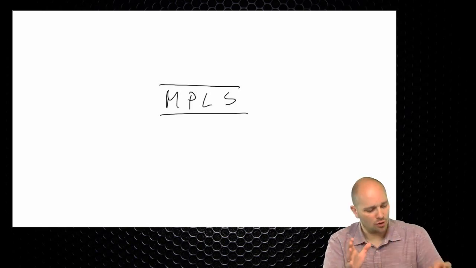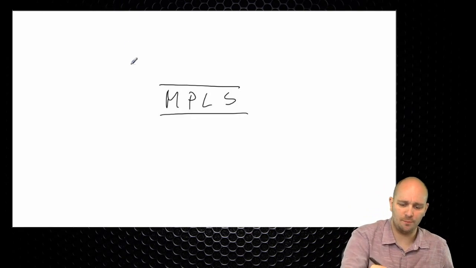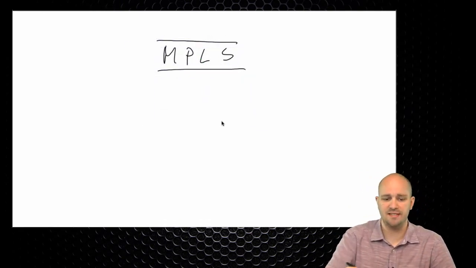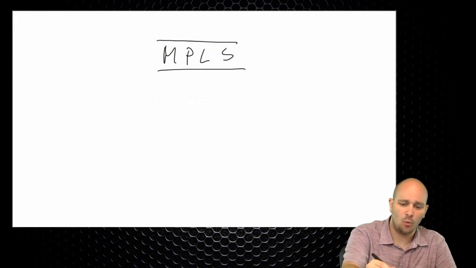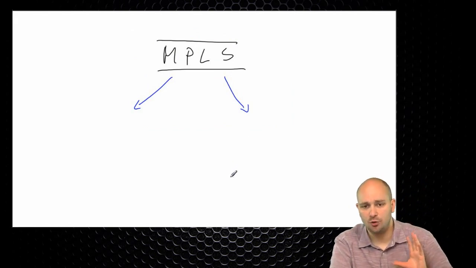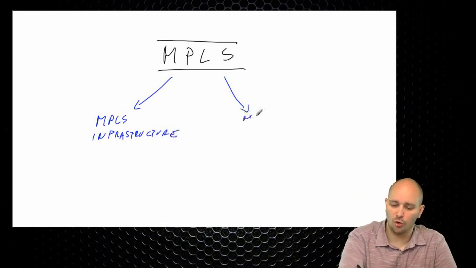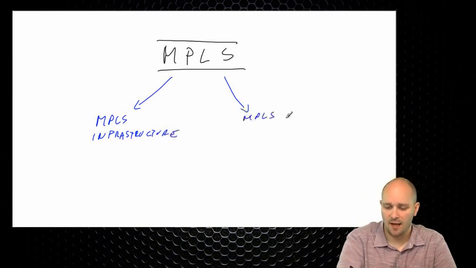So in order to actually go through the MPLS at the level that is relevant for you for the CCIE routing and switching test, what we are going to do here is divide talking about MPLS into two separate categories. We are going to talk about MPLS infrastructure, and then we are going to talk about the MPLS applications.